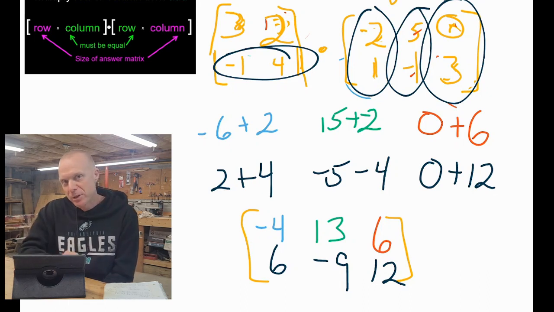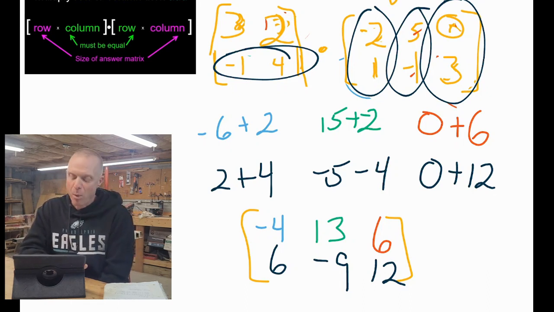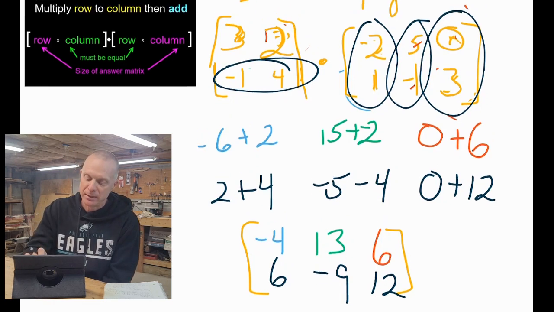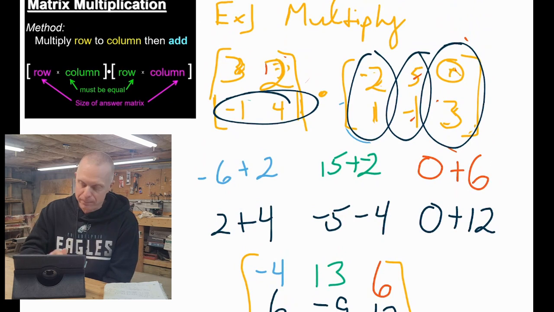I know it took a little bit of extra time to show that. I just think it's important that you see it very carefully the first time. Matrix multiplication: you multiply a row to a column, and then you add.